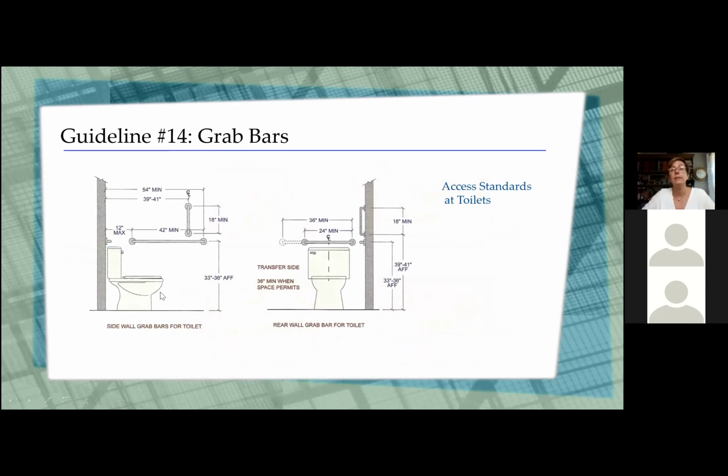Grab bars at a toilet. These are the heights that are recommended. The vertical one, a lot of times, in all honesty, we don't put in, but it is recommended. It is easier for people to get up. The horizontal one on the side and on the back are the most frequently installed. If you've ever been into any public restroom, you'll always see them there. But the vertical one is a great handhold to be able to get yourself up and out, up off of the toilet.